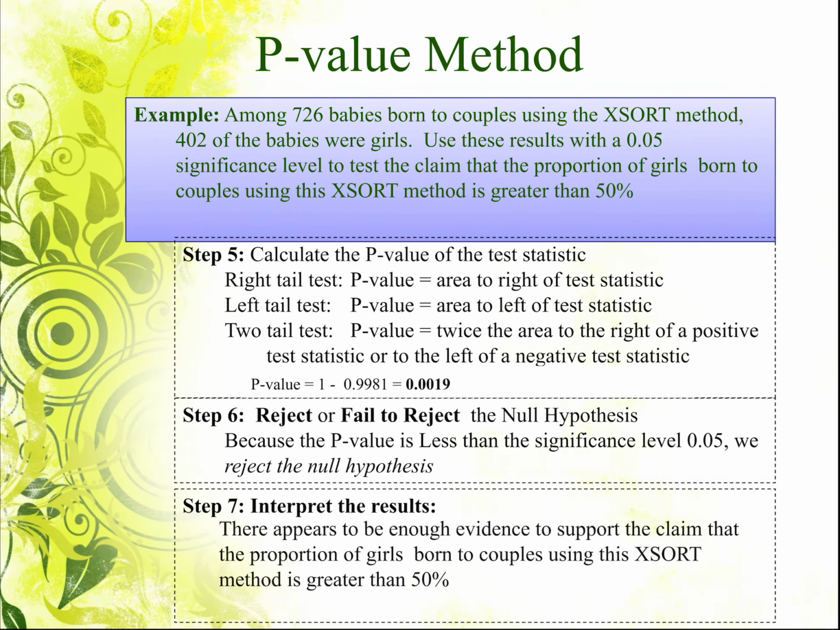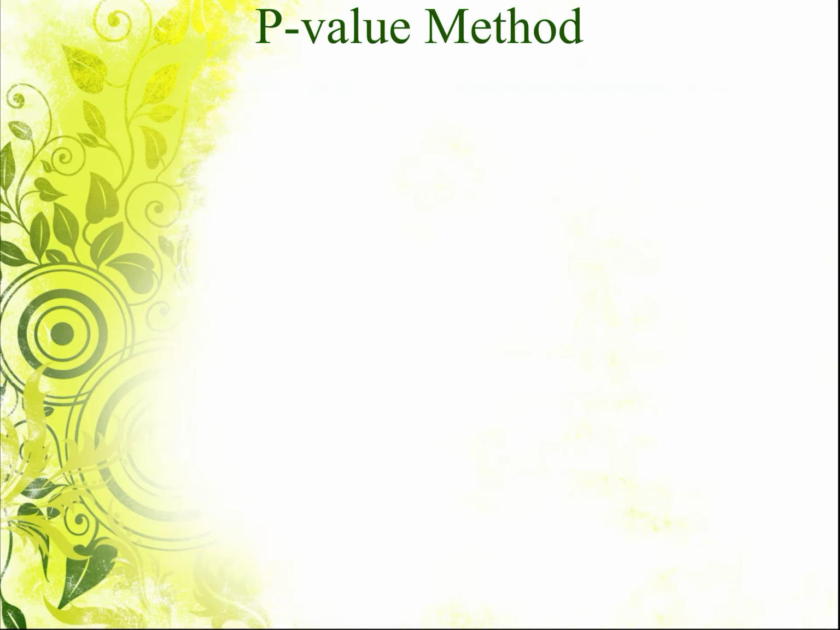So if we're going to support the claim that p is greater than 0.5, then we would say, yes, there appears to be enough evidence to support the claim that the proportion of girls using this XSORT method is greater than 50%.